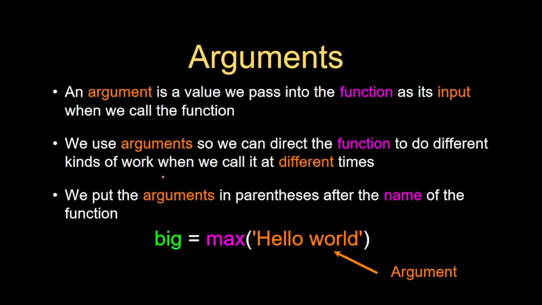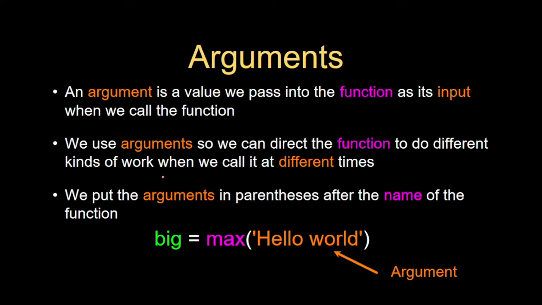This is how custom functions work in Python. Good. What is an argument in Python? An argument is a value we pass into the function as its input. The raw material, the raw input, to perform some operation or computation. This is what arguments are in Python and in functions as a whole.